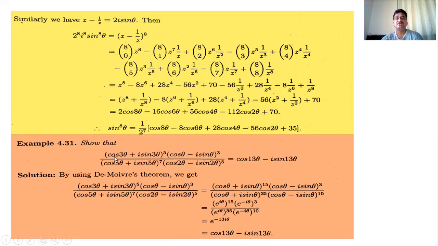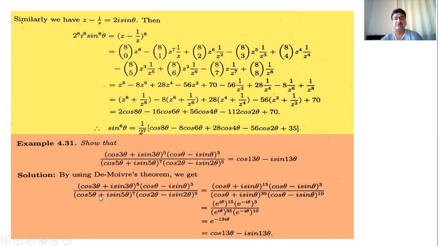Show that the given expression with cos 3 theta plus i sin 3 theta raised to 5 is as stated. It's a 2 mark example, so we have to show this by using the binomial theorem. What do we have? Cos 3 theta plus i sin 3 theta is cos theta plus i sin theta raised to 3, so 3 into 5 becomes 15. And this is cos theta minus i sin theta raised to 3. Then here also we have 35.